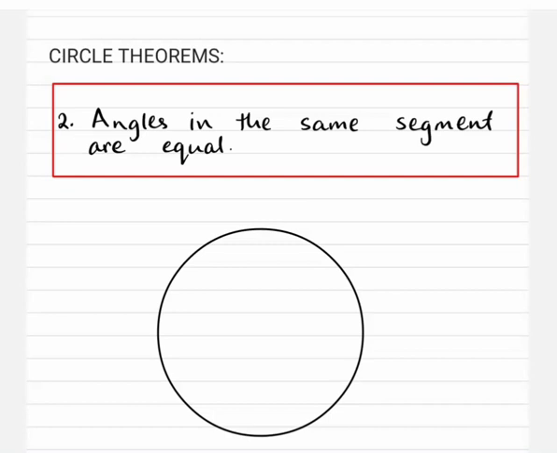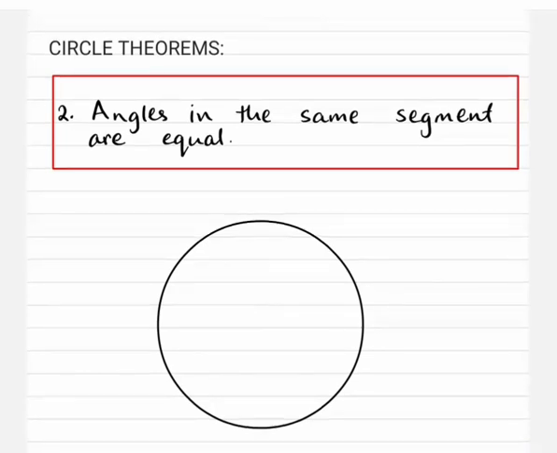Hello. Today we are going to be going through this rule in theorems, that angles in the same segment are equal. Angles in the same segment are equal. Let's get into the rules and the conditions of this theorem.